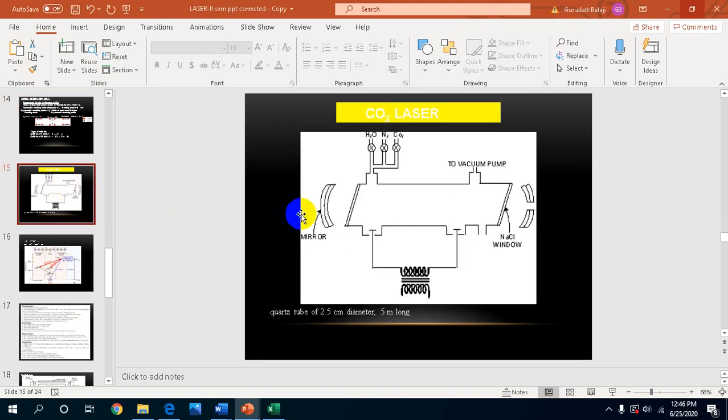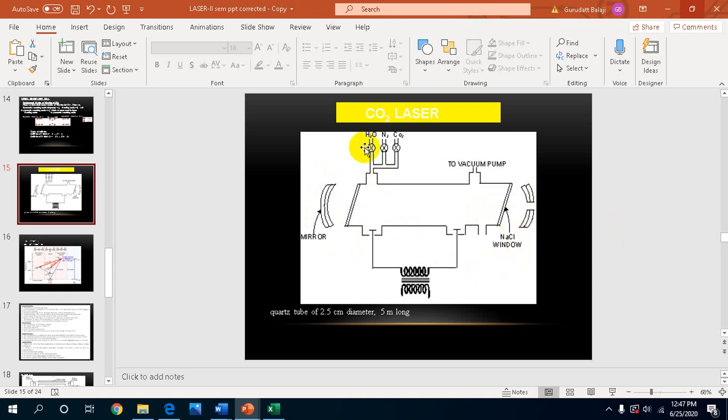Now we are going to understand the construction part of the CO2 laser. The CO2 laser consists of a quartz tube, 2.5 centimeters in diameter and 5 meters long, with Brewster windows, as shown in this figure. On both sides of the tube, concave mirrors are kept. One side is fully silvered, the other side is partially silvered.